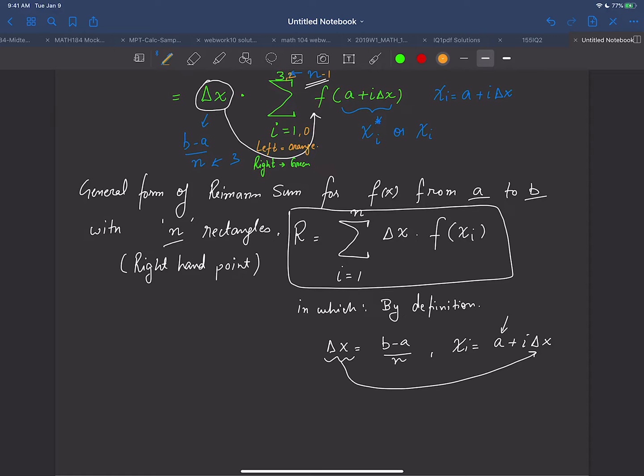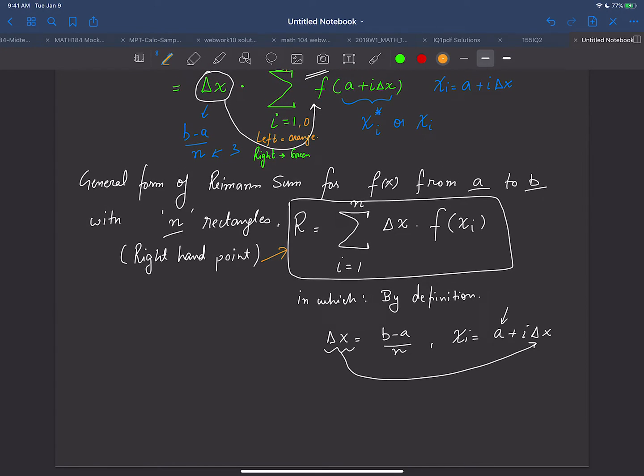This is the right-hand point notation here. What about the left-hand point? The left-hand Riemann sum is going to be defined exactly the same way, delta x times f of xi. But your i here will start at 0 and will stop at n minus 1. So it's going to start 1 before, starting at 0.